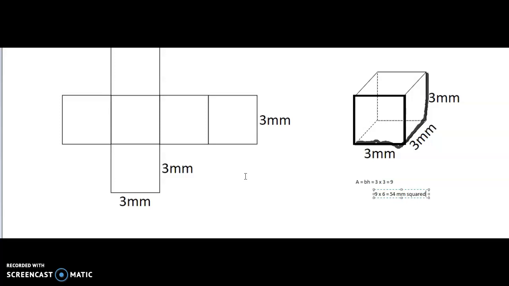Now, this strategy works for any cube, but would it work for any rectangular prism? What if it wasn't 3, 3, and 3? What if one was 3, one was 4, and one was 5? Then the shape is not a cube, it's just a rectangular prism, and you would not be able to do this strategy. This strategy only works for cubes because all of the dimensions are the same. So all the sides would be the same. However, if dimensions are different, you cannot use the strategy of multiplying by 6. It just will not work.